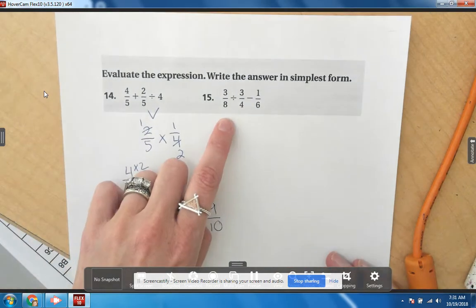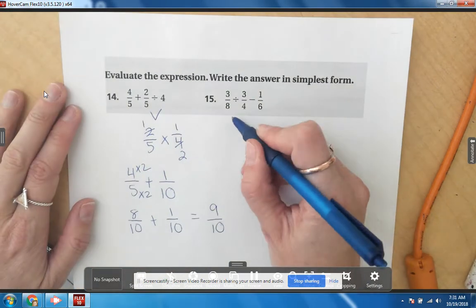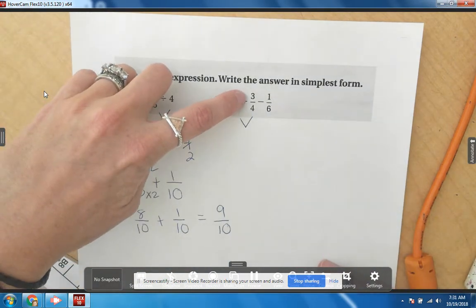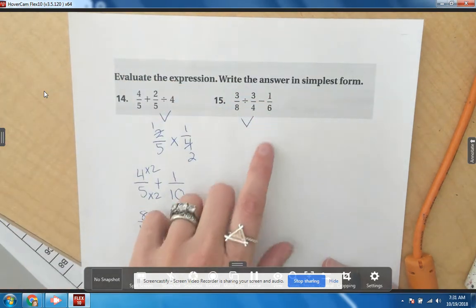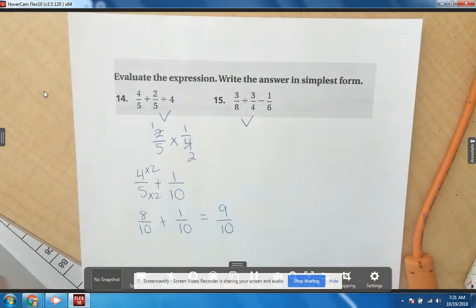So see if you could try this one. We have division and subtraction. You would do division first. So do keep, change, flip. Okay, then cross cancel if you can, then multiply across. If you're subtracting 1/6, if you're subtracting fractions, you need a common denominator. So see if you could figure out that last one, and then come show me when you're done with all of them.